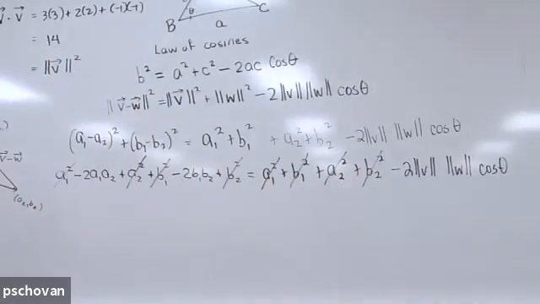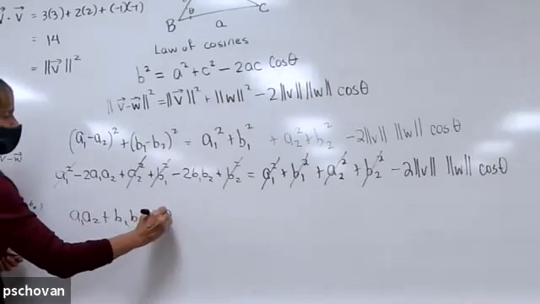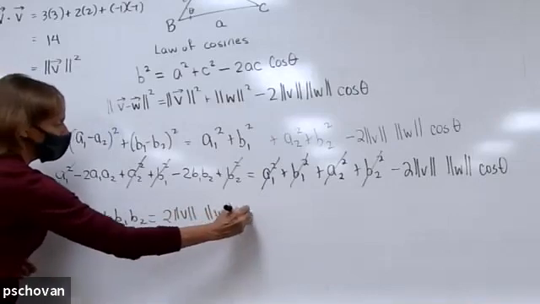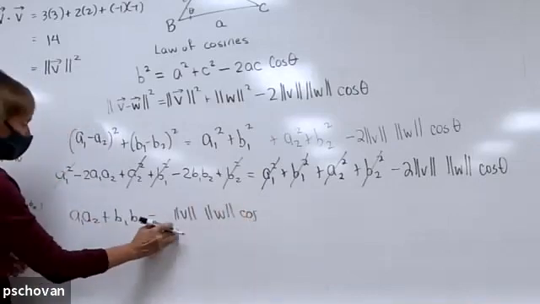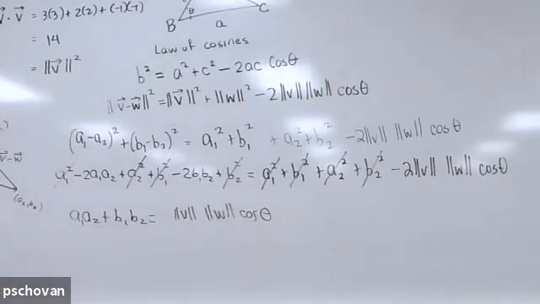So now divide by negative 2, and you have A1 A2 plus B1 B2 is equal to the magnitude of V times the magnitude of W times the cosine of theta. And there's that dot product between the vectors that form the sides of the included angle. So I'm going to rewrite the left-hand side as V dot W, and I'm going to solve for the cosine of theta.